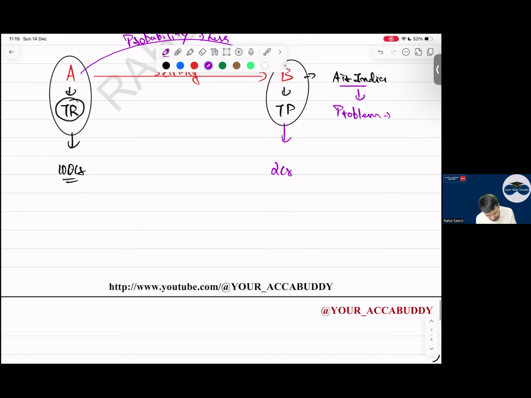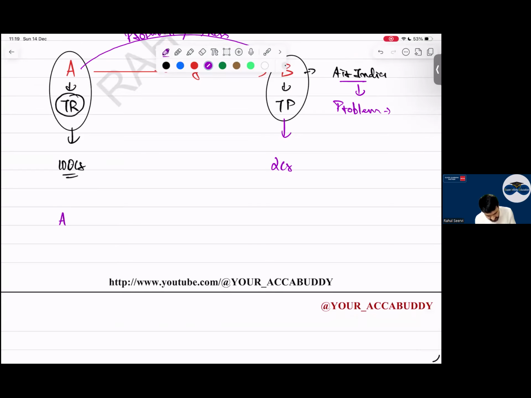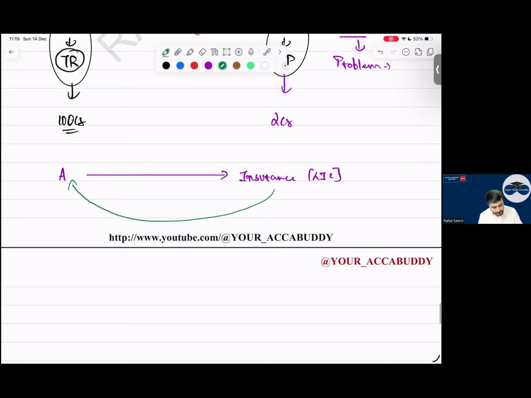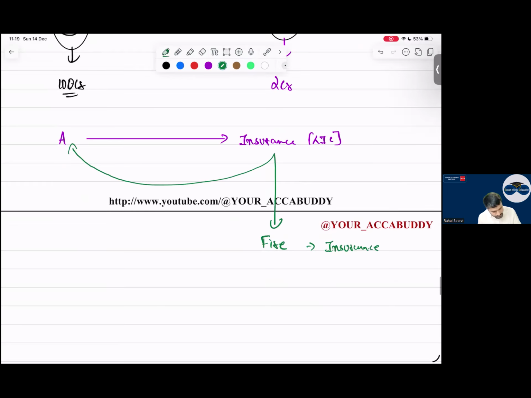One more example. Let's take A. A has done an insurance in an insurance company, LIC. A has to receive the money. He has done the insurance in such a way that if fire is there, he will receive the insurance amount. If no fire, no amount.